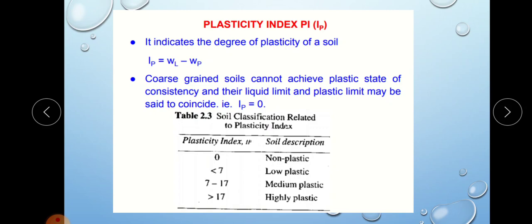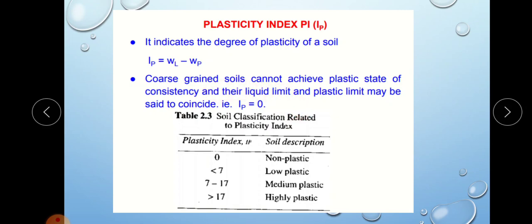And when the plastic limit exceeds the liquid limit, this value will become negative, but we cannot express this plasticity index as negative. So in that case we can say the plasticity index is 0. Coarse-grained soil cannot achieve plastic state of consistency, and the liquid limit and plastic limit may be said to coincide, that is plasticity index will be 0 in the case of coarse-grained soil.